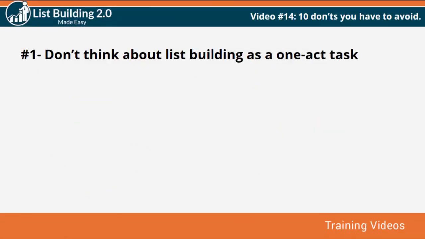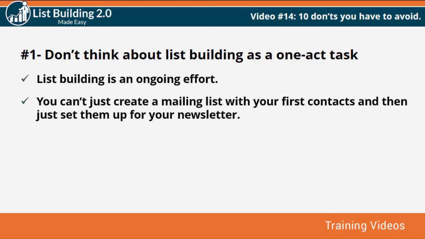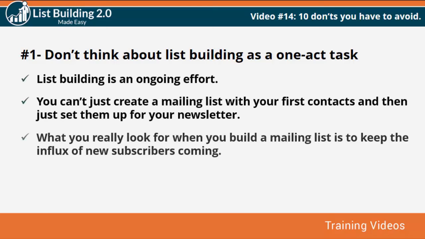1. Don't think about list building as a one-act task. List building is an ongoing effort. The process might be getting from A to B, but it hardly ever ends, because your mailing list needs to keep growing over time. You can't just create a mailing list with your first contacts and then just set them up for your newsletter. What you really look for when you build a mailing list is to keep the influx of new subscribers coming, engaging them, and making them bring new people. You have to reinvent what you do with your mailing list from time to time and care for it. After all, this is your business.